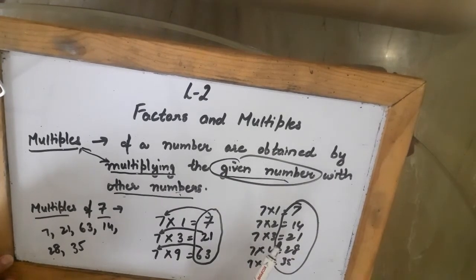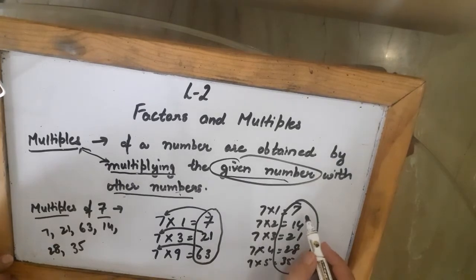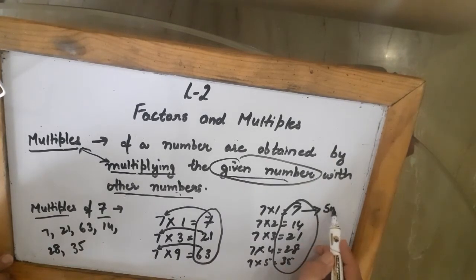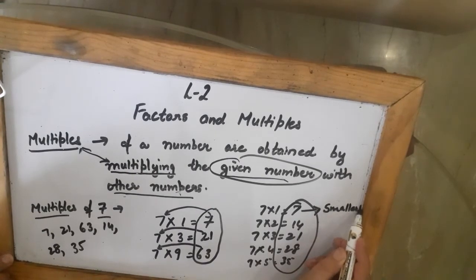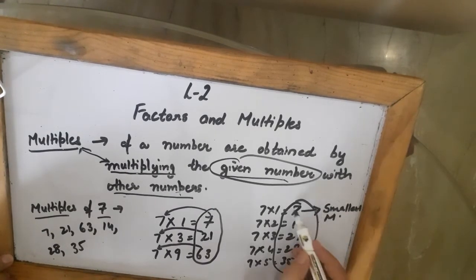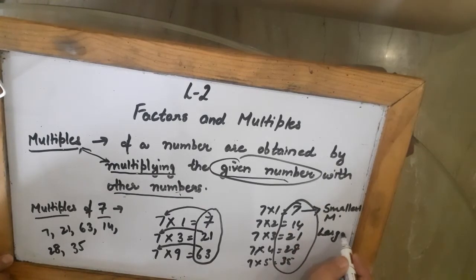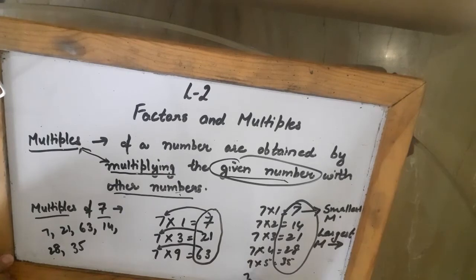Now from this I can understand which is the smallest multiple of a number. It is the number itself. So the smallest multiple of a number is the number itself. And which is the largest multiple? The largest multiple we cannot find out. It means the multiples of a number are infinite. I can multiply 7 with 1000.